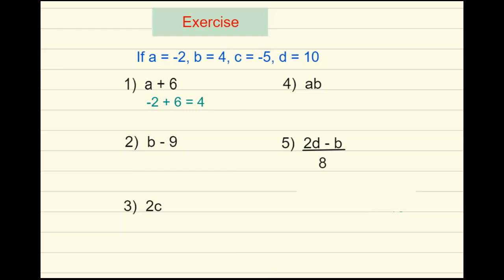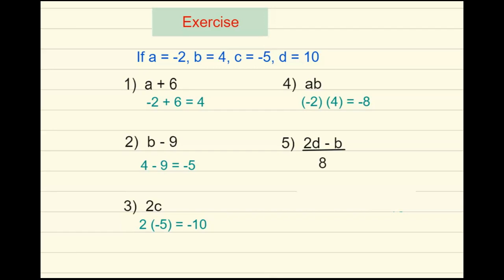For number 2, you have B minus 9. B is 4, so 4 minus 9 is -5. For number 3, you have 2 times C. So C is -5, so 2 times -5, you will have -10. For number 4, you have A times B. A is -2 times B, which is 4. -2 times 4 will give you -8.